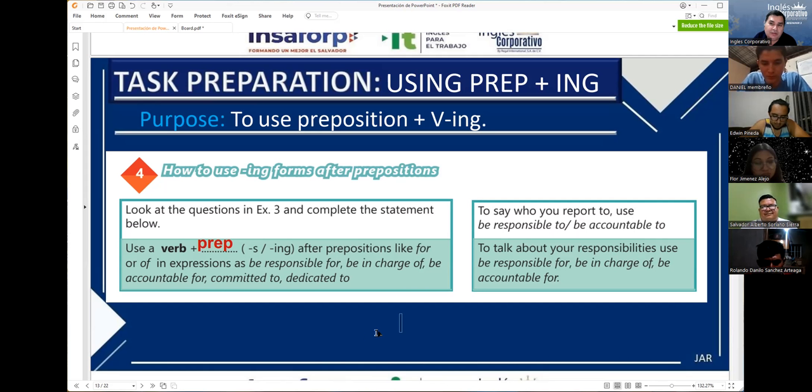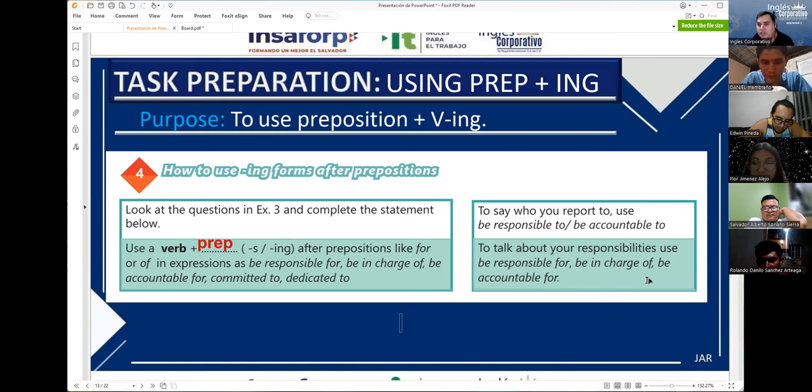Okay, teacher, accountant, contador. Lo traducimos contador, pero en inglés es explicador. Porque explica de dónde viene el dinero y para dónde va. ¿Qué se hizo con él? So that is accountant. To say who you report to, use be responsible to, be accountable to. To talk about your responsibilities, use be responsible for. Be in charge of es estar a cargo de.